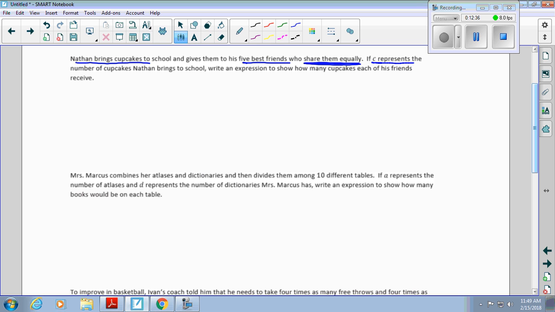If C represents the cupcakes Nathan brings to school, write an expression to show how many cupcakes each of his friends receive. So he's got cupcakes. He's sharing them equally. What would I write here? Jacob, yell it. C over 5. Very good. C divided by 5, which we would write as C over 5.